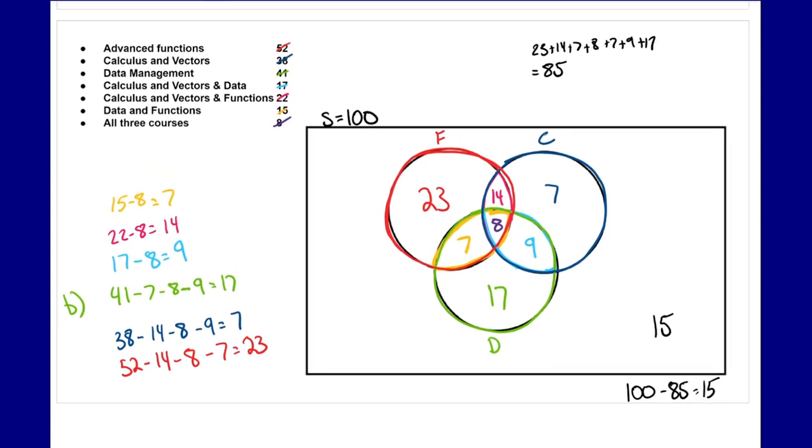So that's how you can use Venn diagrams, or take a scenario and put it into a Venn diagram to visualize where the different individuals, or different trials, or different items fit into the sample space. It allows us to visualize the problem a little bit better.